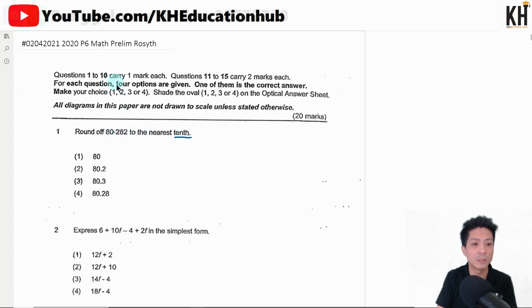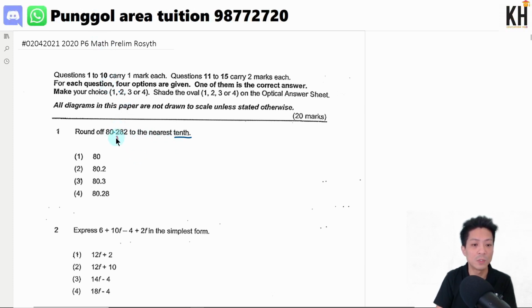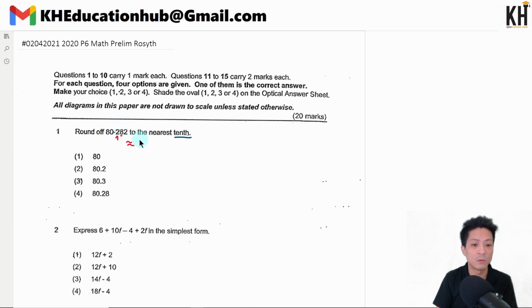Okay, so the tenth would be the first decimal place, which is this. So we're gonna look behind. Behind is an 8, which means that we need to round it off to 80.3. Okay, so 80.3, the answer will be number 3.